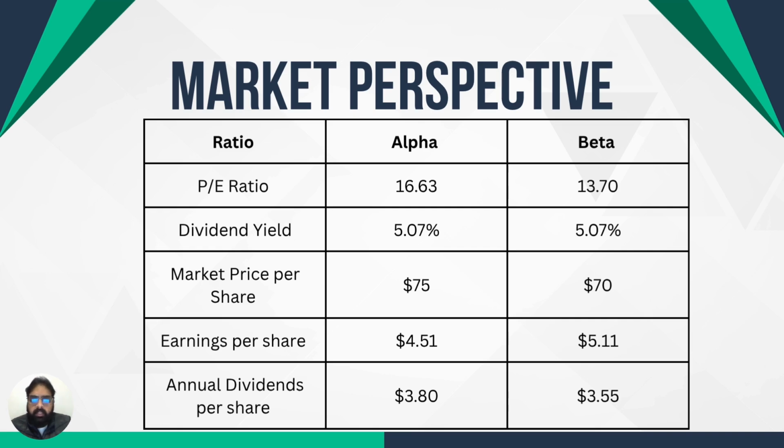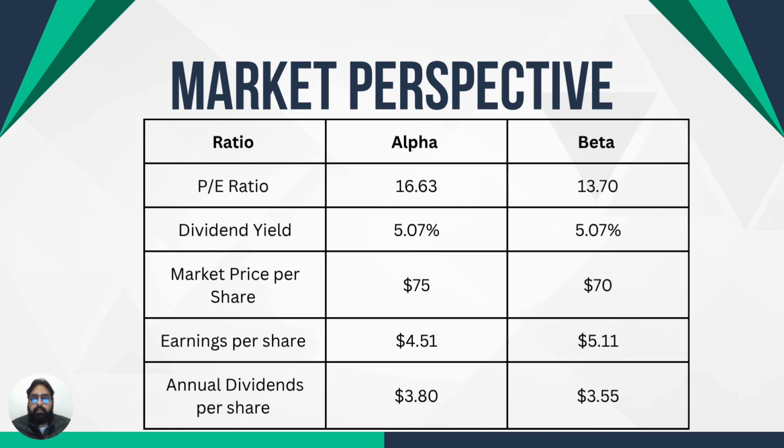And coming towards the annual dividends, Alpha pays a slightly higher dividend per share, which is $3.80 compared to Beta's $3.55, which may appeal more to income focused investors. Overall, Beta demonstrates stronger profitability through higher EPS, while Alpha may be viewed more favorably by investors due to its high P to E ratio, higher share price, and slightly larger dividend payments.